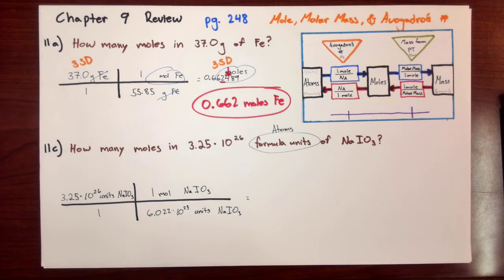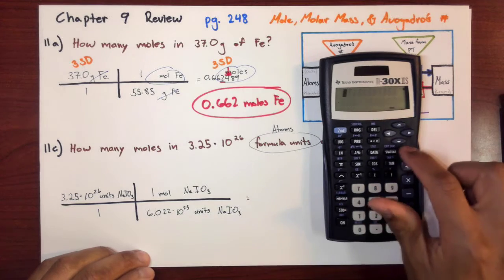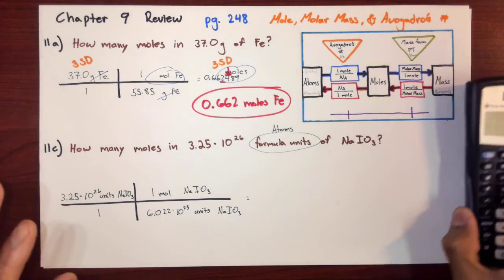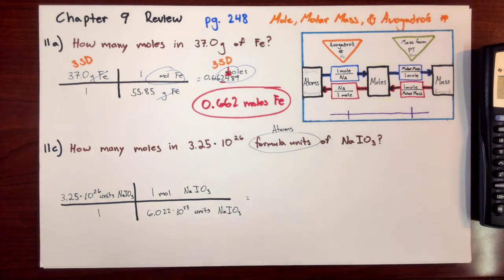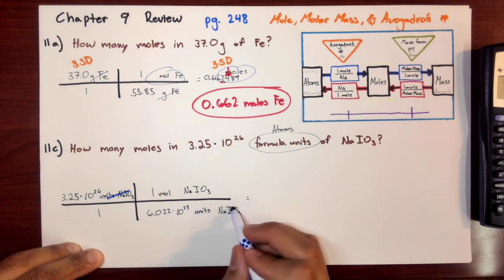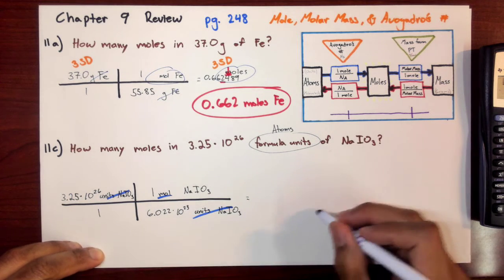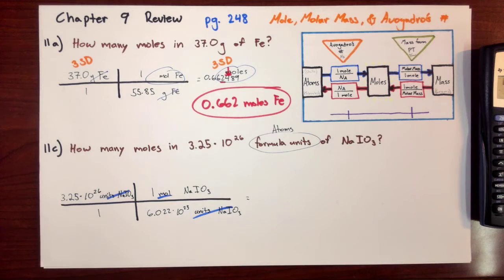Okay, and now that's not a difficult calculation either. So we can just go ahead and plug it into the calculator. All right, we set it up correctly. Let's make sure that everything cancels out. We started with units. We can cancel out units. We want moles. That's what we're going to have at the end.